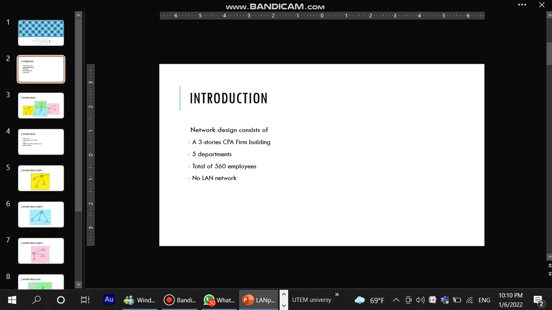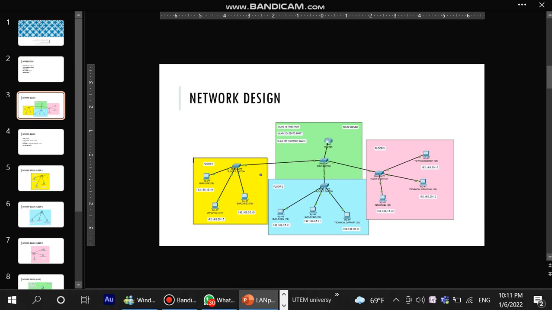The network design consists of three stories, CP as you see, third building, and 5 departments. And we can notice that it's written about 56 employees, and of course one LAN network. Let's see the network design about this LAN.